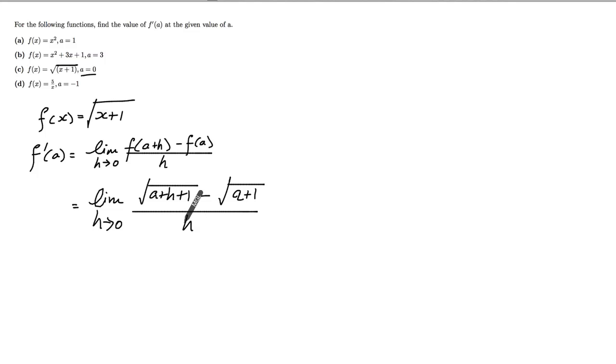In evaluating a limit, we saw in the previous chapter, whenever you have an expression that involves a difference of radicals or a sum of radicals, the first strategy we take is to multiply those expressions by their conjugate pairs. So the conjugate pair of the numerator here would simply be the square root of a plus h plus 1 plus the square root of a plus 1.